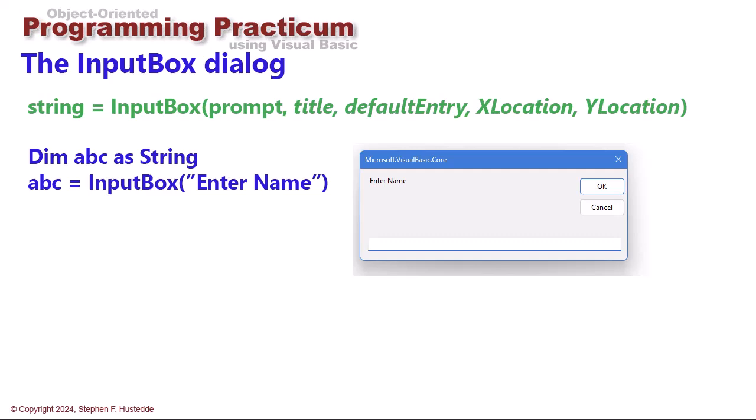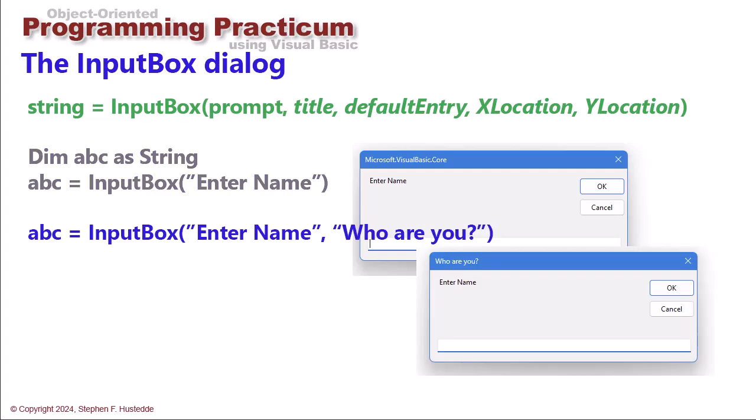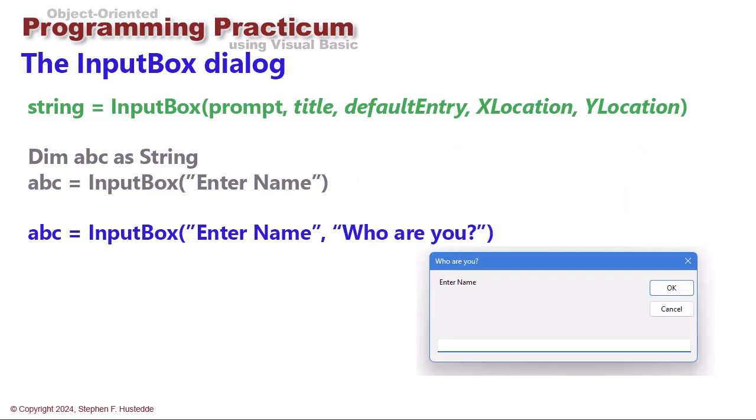Now by default, it puts a title here of Microsoft.visualbasic.core. But it still gives an option for us to enter a value at the bottom, and that would go into ABC. We can specify a title. So in this case, I'm adding who are you as the second argument for our title. And we see that on the title bar there. Now if we didn't want a title at all, and we didn't want that Microsoft.visualbasic.core, we could do a title of just a space, quote, space, quote.